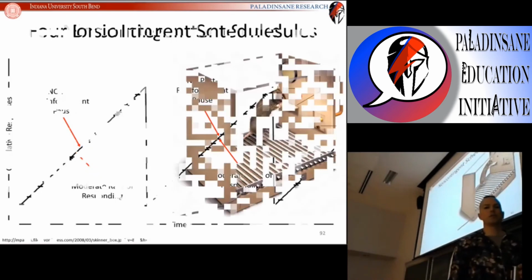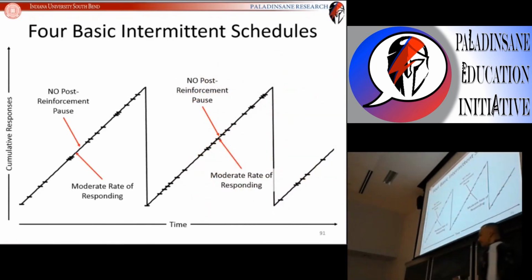All right, so those are the 4 basic intermittent schedules. Any questions on those, or how to identify the patterns of behavior?